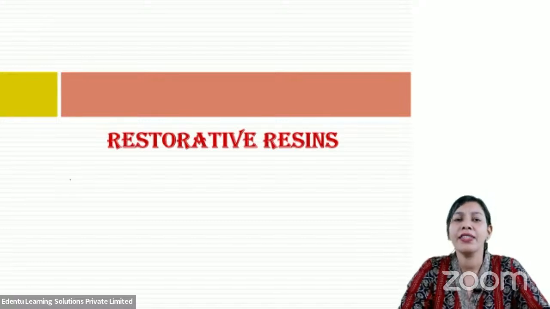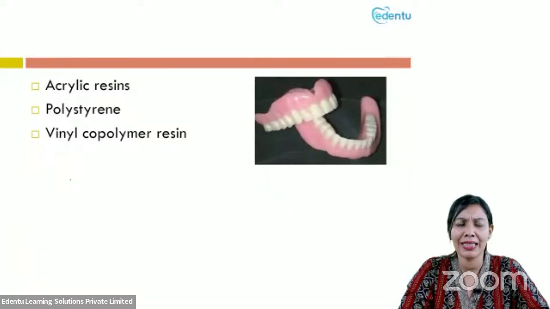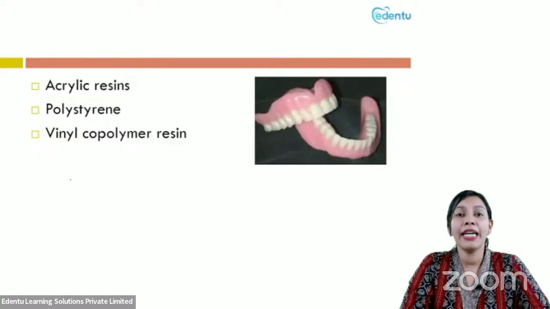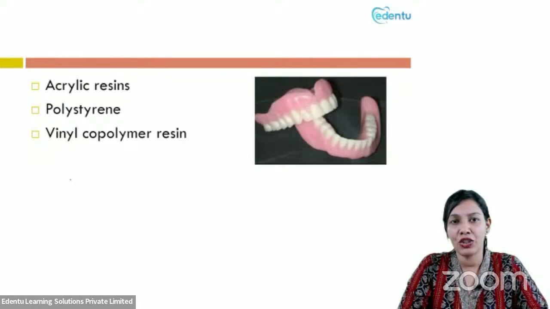Talking about the first resin, that is acrylic. We are much familiar with acrylic resin. That is, we used to make the denture for patients. And not only acrylic resin, the other resins that are used for building the denture are polystyrene and vinyl copolymer resin. So these three are the commonly used resins for building a denture.